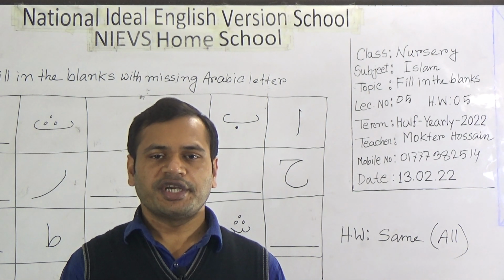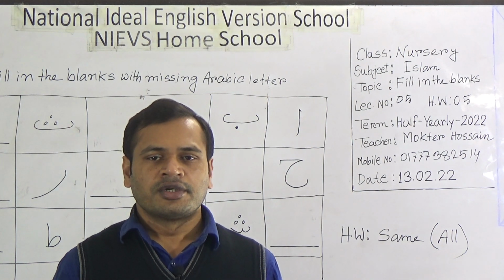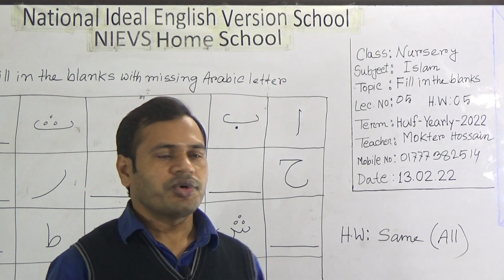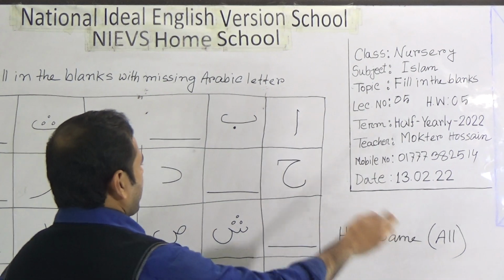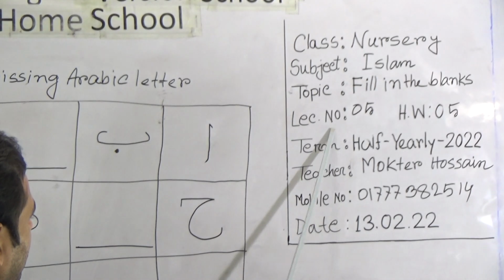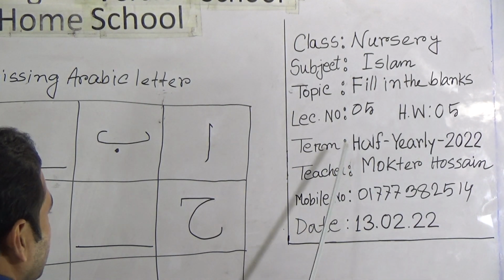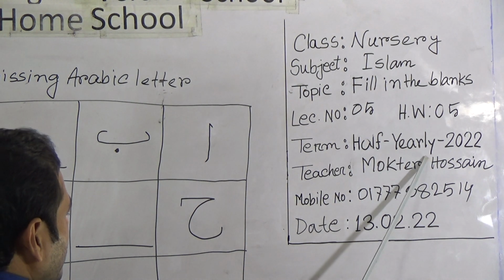Today, I am going to take an Islamic Studies class for the students of class Nursery. And our today's topic is fill in the blanks with the missing letter of Arabic letters. So dear students, now let's see the board. Topic, fill in the blanks. Lecture number 5 and HW number also will be 5. Term, half yearly, 22.